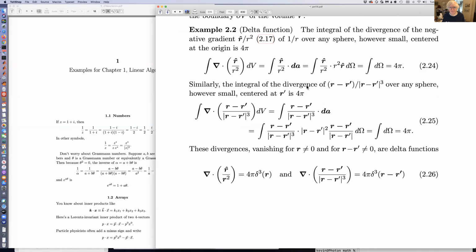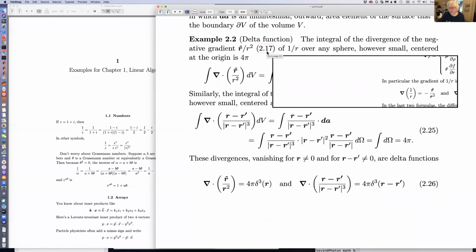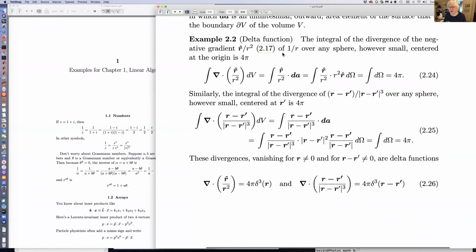the integral of the divergence of the negative gradient of 1 over r, and the gradient was computed in 2017. There it is on the screen. However small, centered at the origin. Okay, so let's do this. The divergence of this will have to be the surface integral of that. But the surface area here is r squared r hat. And now the two unit vectors just give 1. The r squareds cancel. We just get the integral of d omega over a tiny sphere.